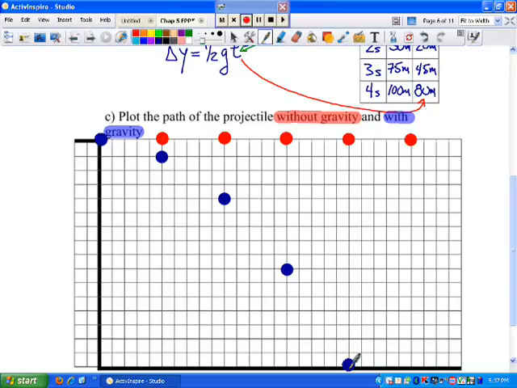The final step in plotting the path of your projectile is just to connect the dots. This will show a smooth line that plots the path of the projectile as it would continue. Try your best when plotting the projectile with gravity to make it a smooth curve and not just connect the dots using a ruler.